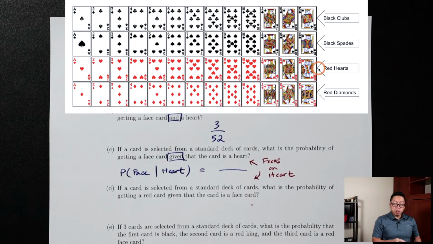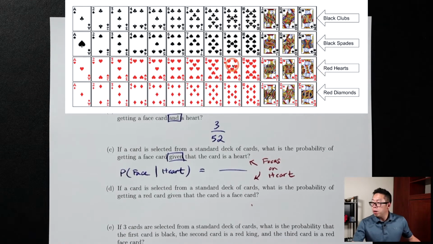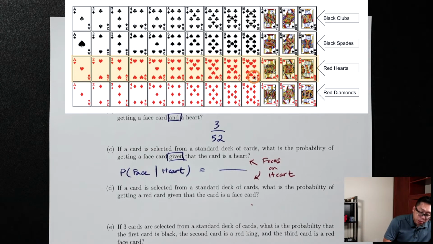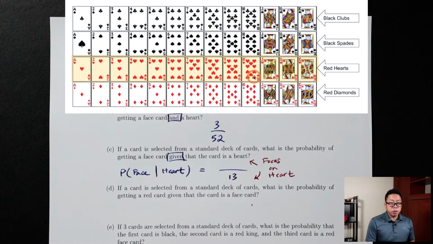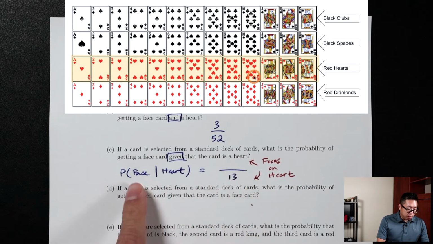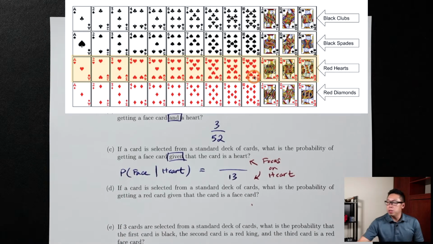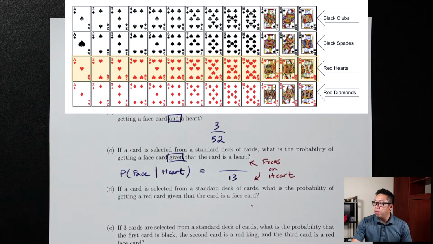So focusing just on the hearts, so just on this third row, how many are there total? So just the third row, there are 13 total. Okay, that's the bottom. And then for the top, still focusing on just the hearts, how many are face cards? That will be just the Jack, Queen, King of hearts. So 3.